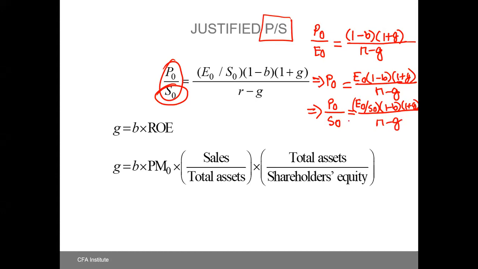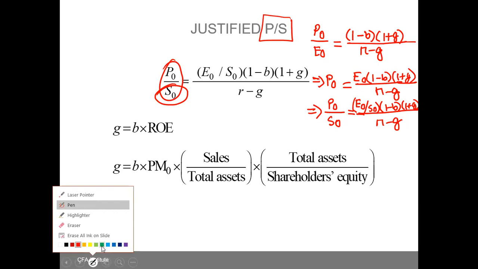Have we written the things? Is it okay, what we have written? We just have to divide both sides by the sales per share. Okay, this one, let me take a new color, so that will be good.